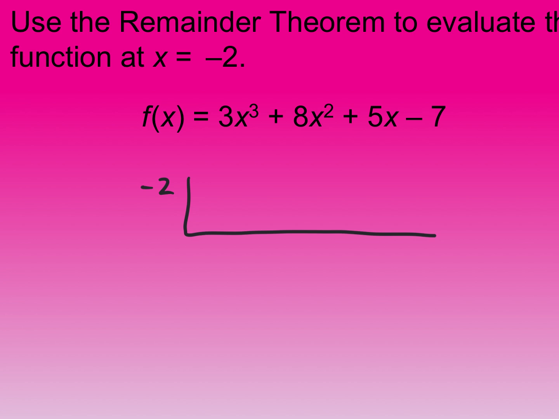Inside the box, we put our coefficients. Make sure no terms are missing. So we've got x to the third power, x to the second power, x to the first power, and our constant. So we can go ahead and put all of our coefficients in the box: 3, 8, 5, -7. First step is we drop down the 3, multiply on the outside, we get -6, add on the inside, 2. 2 times -2 would be -4, plus 5 is 1, times -2 is -2, plus -7 would be -9.